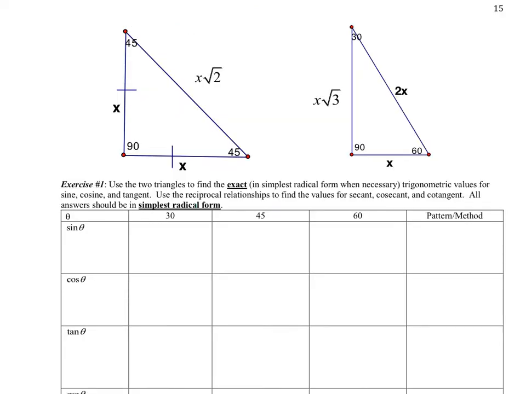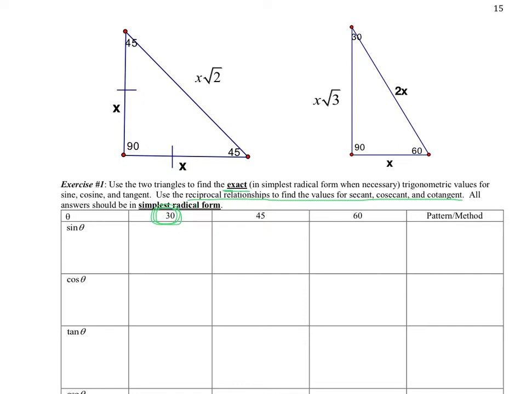So here we have our same two triangles. I'm actually going to go through and do the ratios for the 30-degree angle. It says use the two triangles to find the exact values, in simplest radical form when necessary, for sine, cosine, and tangent. We're going to use the reciprocal relationships for secant, cosecant, and cotangent to find those. So basically, once we find sine, cosine, and tangent, we'll just flip them over to find the other three.